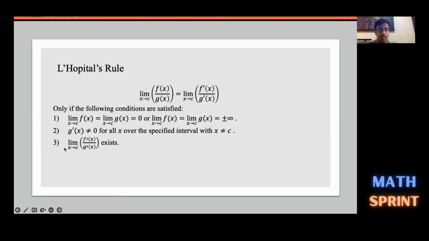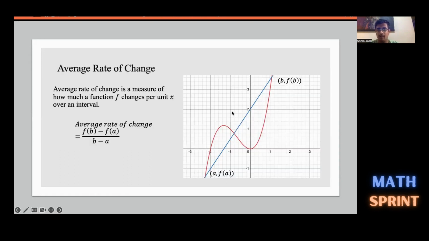Now, the third condition that has to be satisfied is that, first of all, the limit of f dash of x by g dash of x as x approaches c must exist. And that's pretty logical because if you want to apply this rule at all, your final answer has to exist in the first place. So yeah, let's move on to average rate of change.